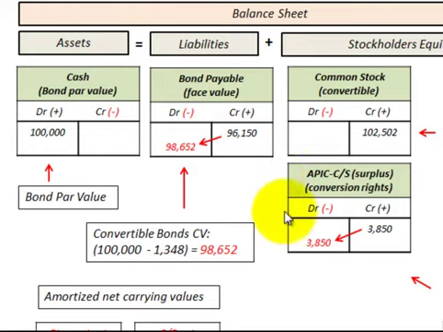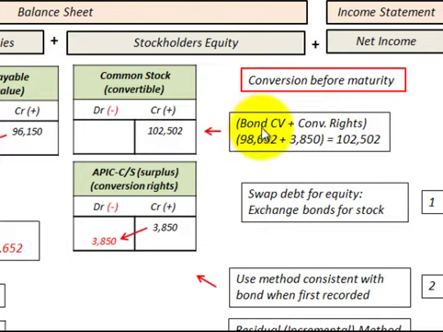Then the next thing that we'd have to do here is take the surplus account for these conversion rights. I had it put in as additional paid-in capital, and we'd have to close that out because they no longer exist. And then the balancing amount would go into the common stock account, where we traded these bonds payable for common stock. And that common stock account would be based on the bond's carrying value plus those conversion rights. And that, you can see, was $102,502 here.